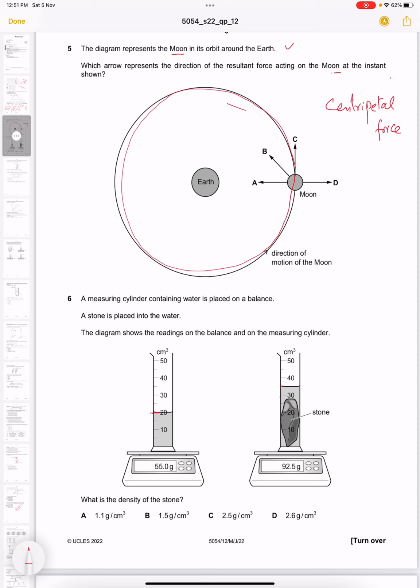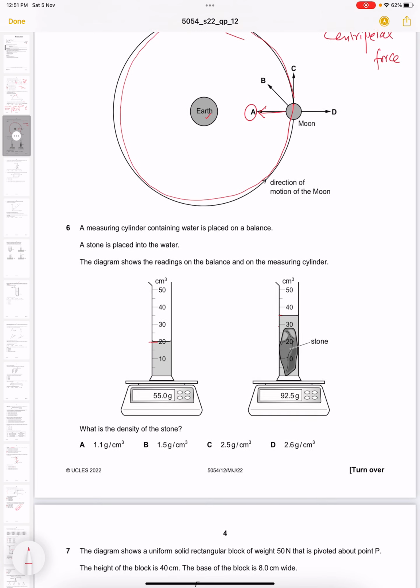So in this case, Earth is applying a centripetal force, and that centripetal force always acts towards the center of the circle. So this arrow A is pointing towards the center, meaning Earth. So option A will be the correct one.